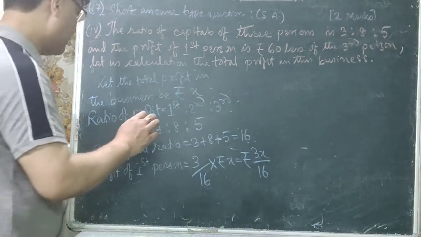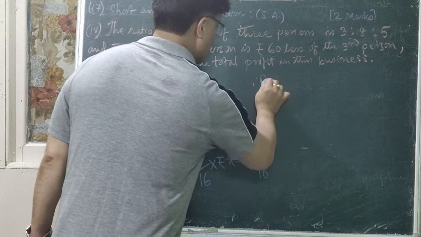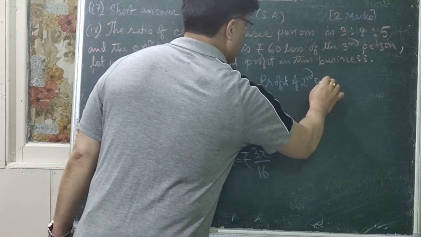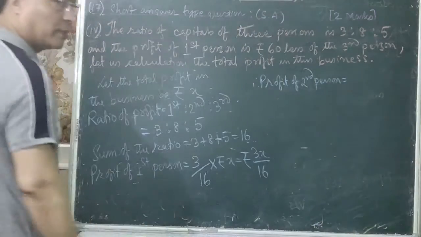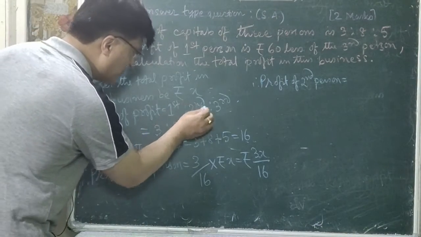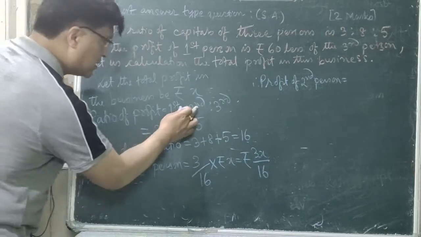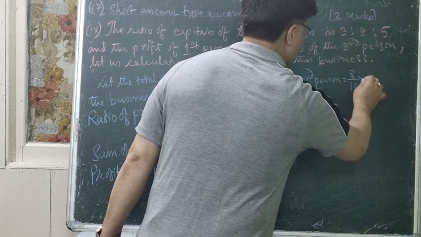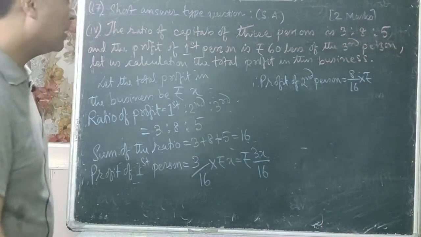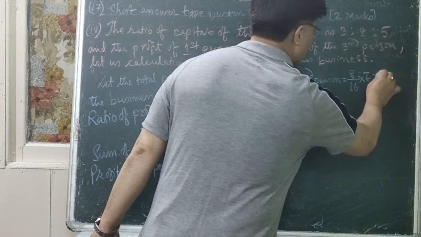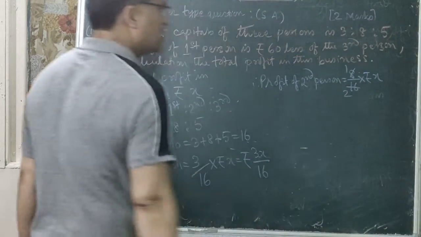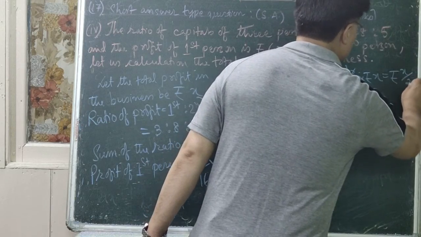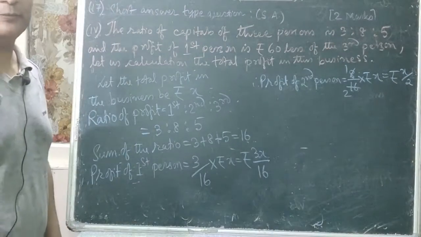Okay, so now profit of second person. Now let us calculate profit of second person is equal to, now what is the equivalent number of second person? That is your 8. 8 divided by 16 into rupees X. So here you can cancel: 8 1s are 8, 8 2s are 16, which is equal to rupees X by 2. Is that clear?